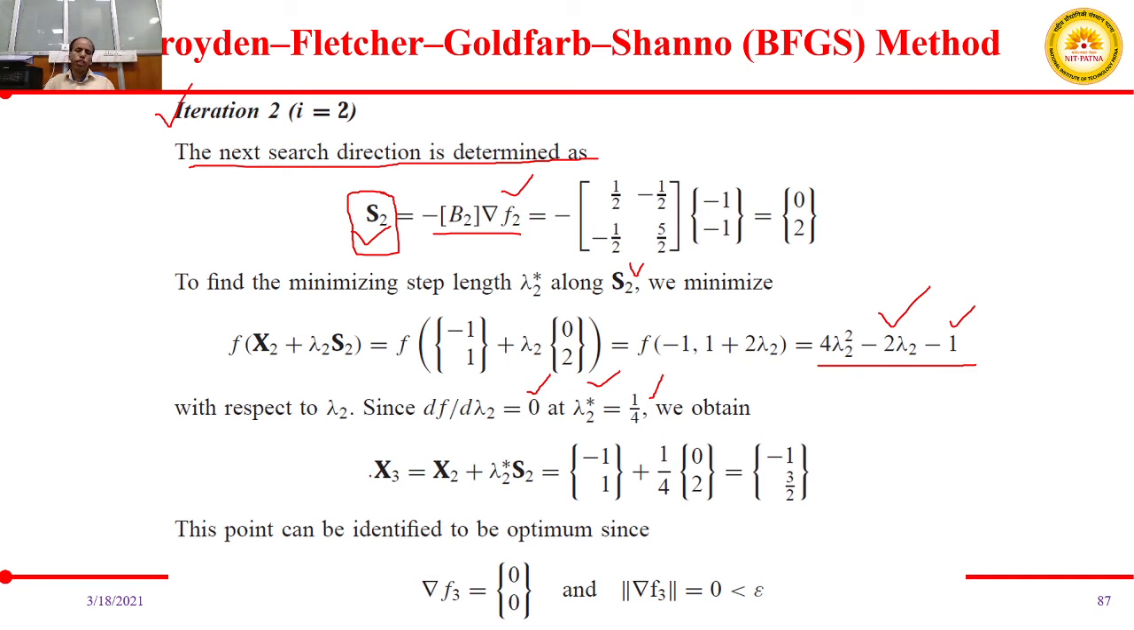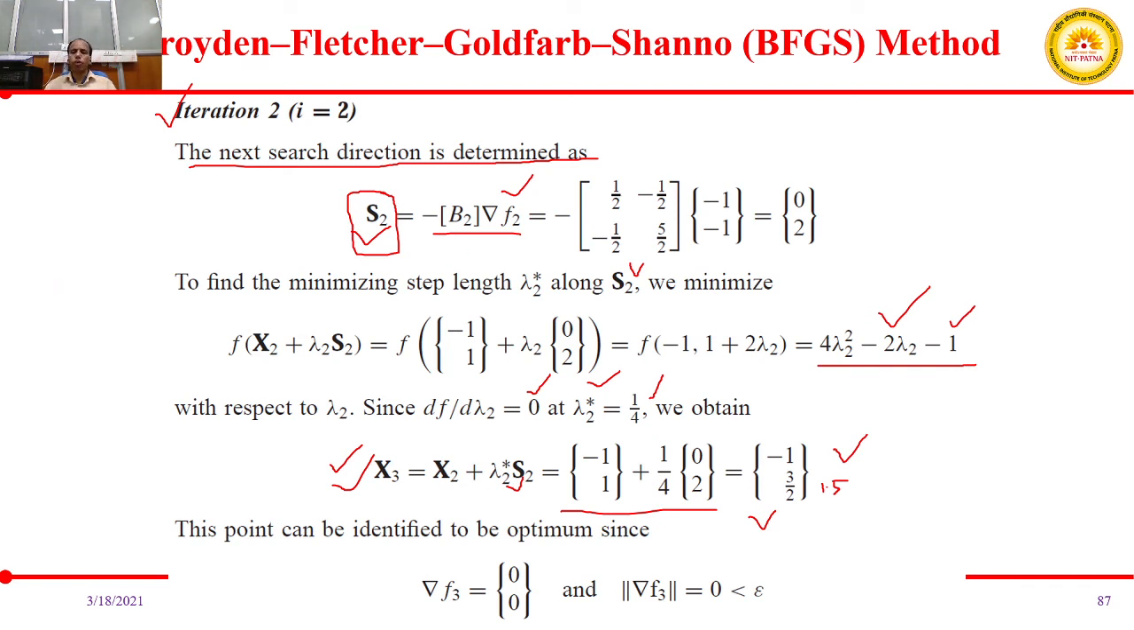Then calculate the next point. Once you have identified your optimum step length in the search direction, you can easily identify the next point. So x3 equals x2 plus lambda 2 into s2. Put the values and solve it: minus 1, 1.5. So 3 by 2 means 1.5. As we know the answer for this particular example from previous examples, we know that we have reached the optimum point in only 2 iterations.